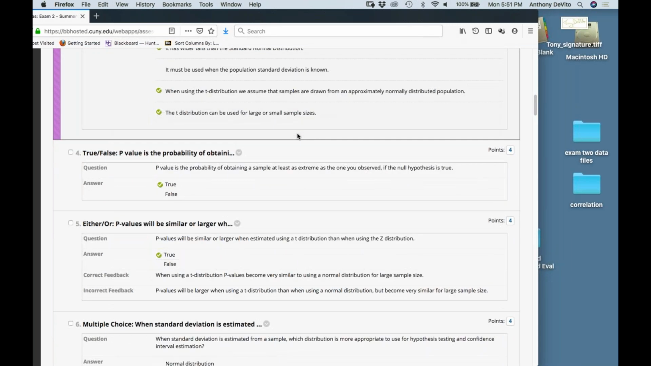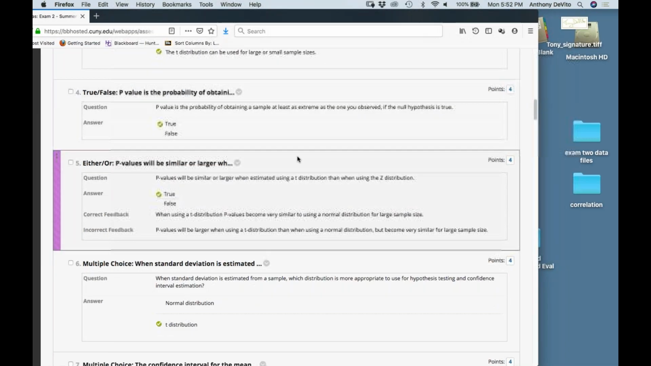Yet you can use it. In fact, SPSS always uses the t-distribution for all calculations.